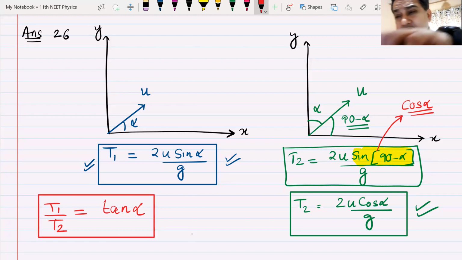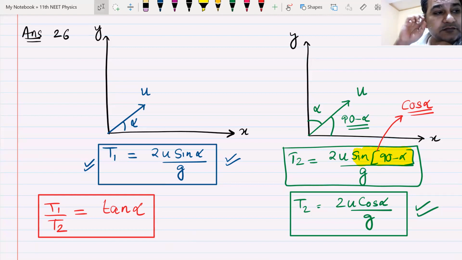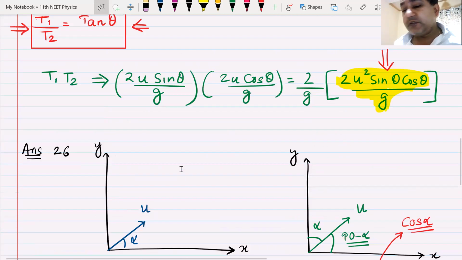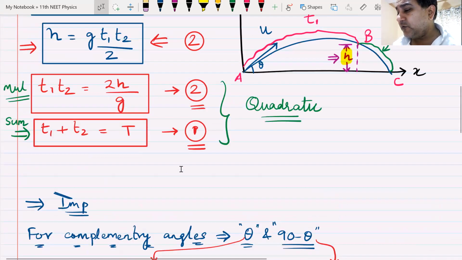So as you can see, the questions are pretty simple. Do we understand this? Can I have some raised hands? Okay. So this was everything that we had to discuss about the time of flight. One or two questions are left that you can do as homework.